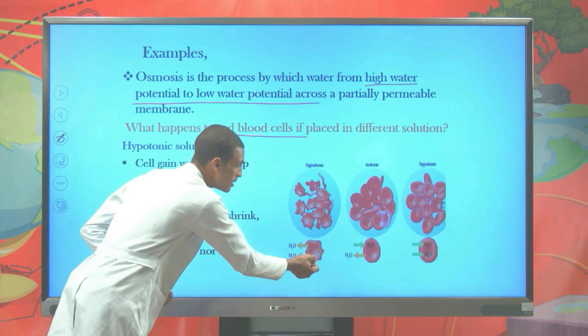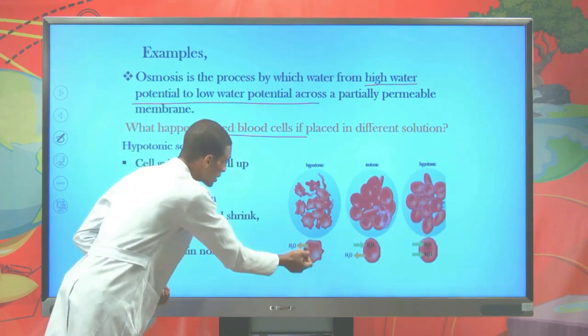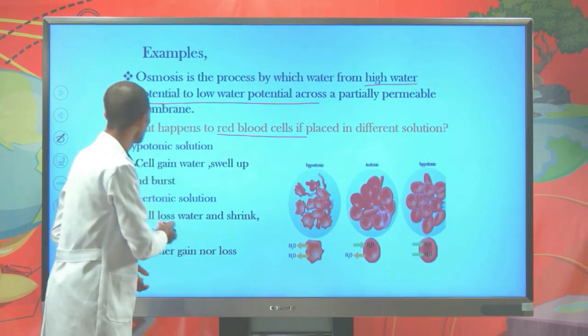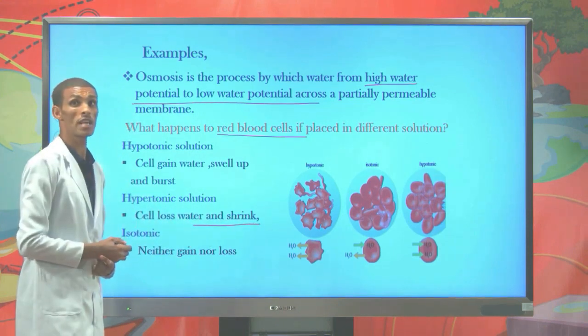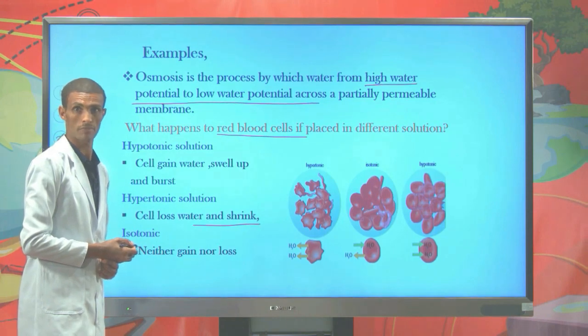Because of this, the size of the vacuole is reduced. The size of the cytoplasm that contains water is reduced. Then, the cell comes to shrink. Shrinkage of the cell takes place here, which we call crenation.